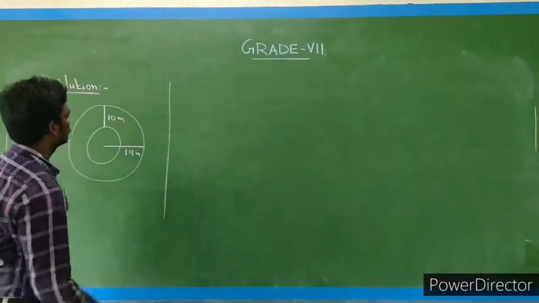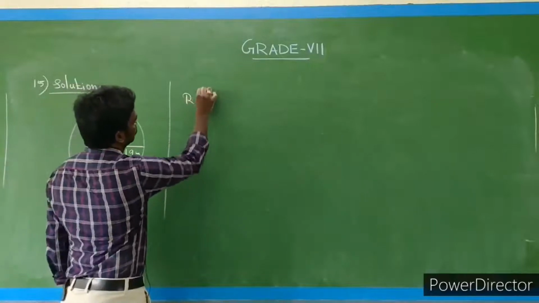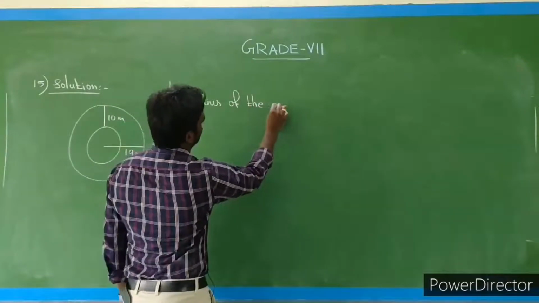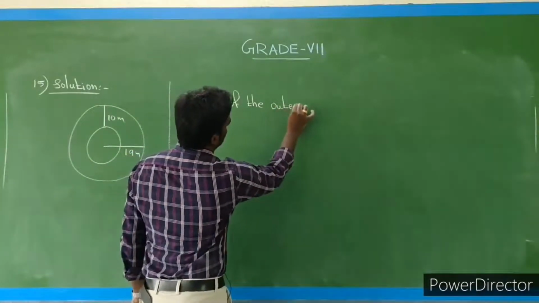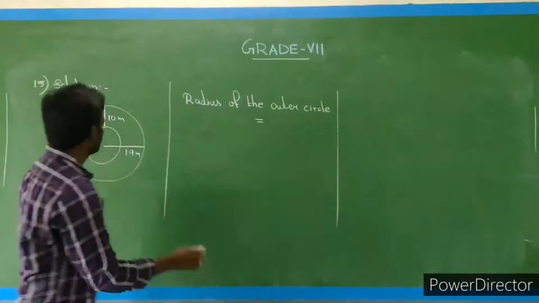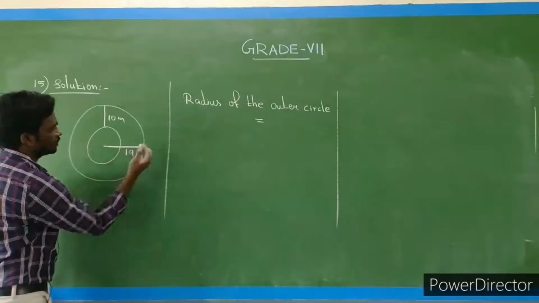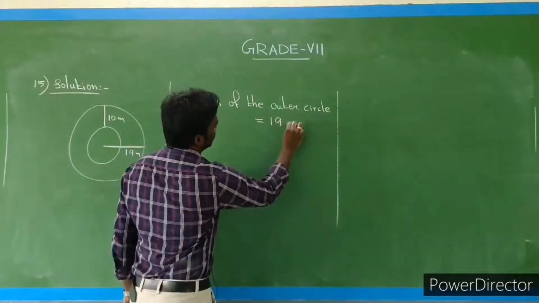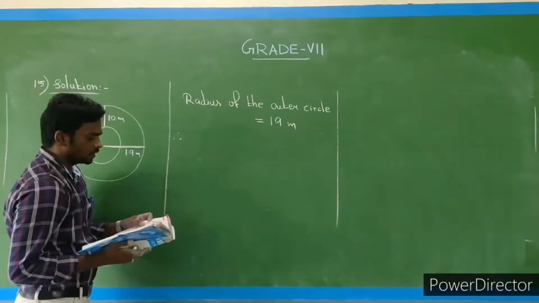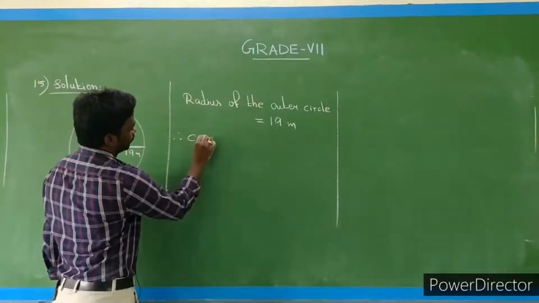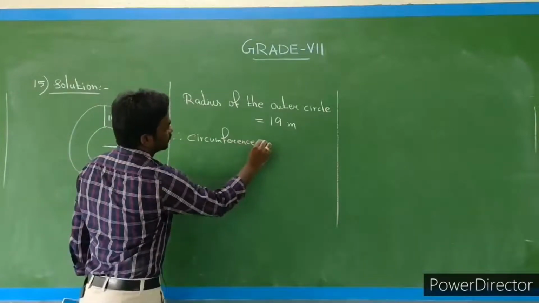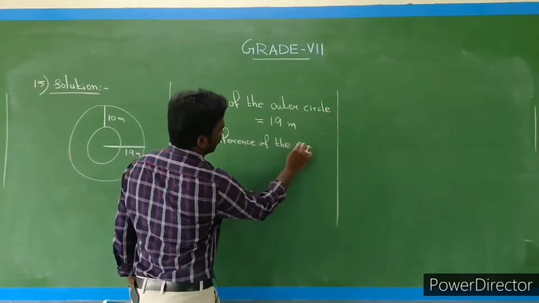First, the radius of the outer circle. The radius of the outer circle is given: 19 meter. Therefore, we have to find the circumference of the outer circle.